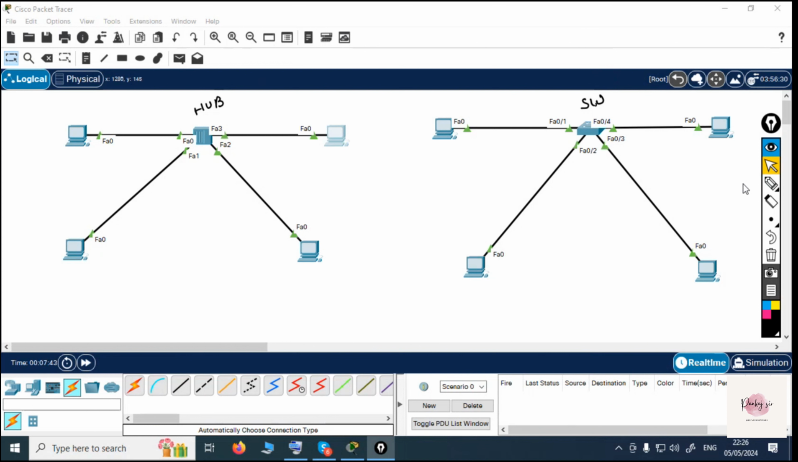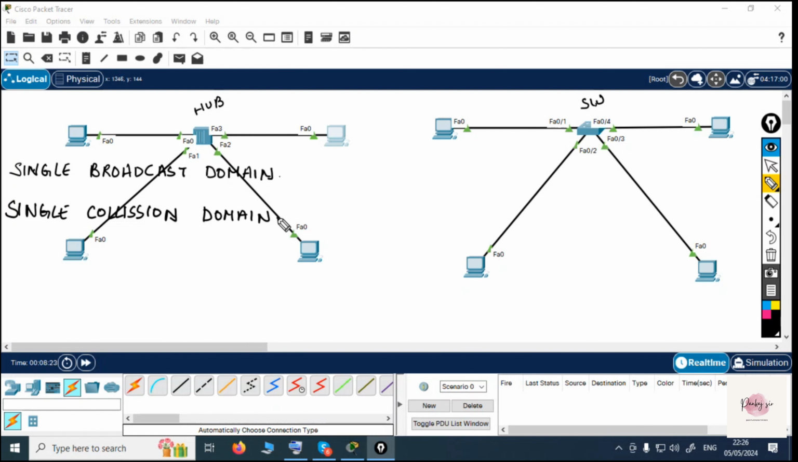Now we'll mainly discuss a single broadcast domain, a single collision domain, half duplex. Okay. So let's see.